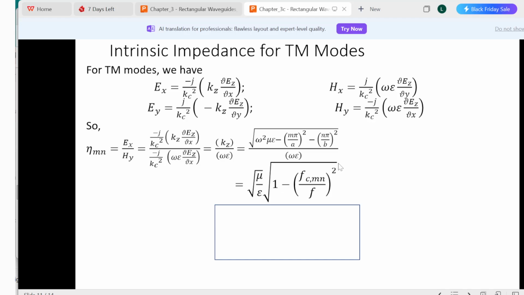So for TEMO, this square root expression is at the bottom in the denominator. But for TMOs, this square root expression will be in the numerator. Okay?